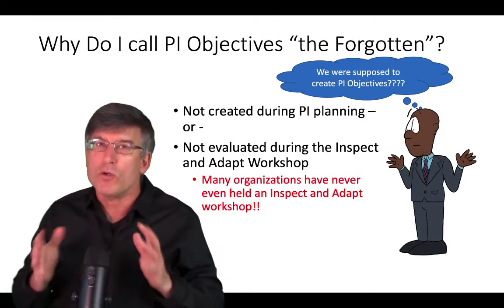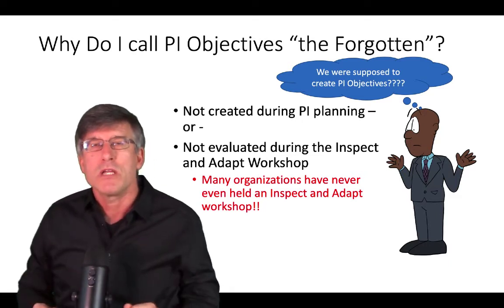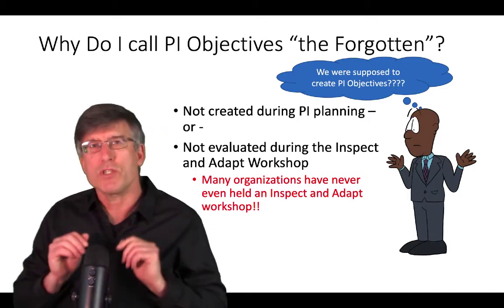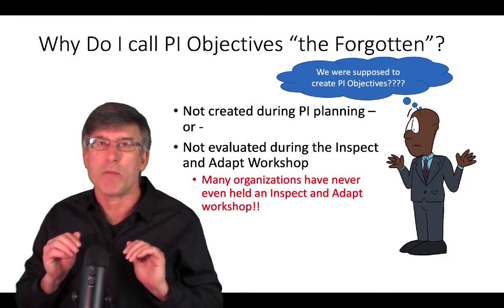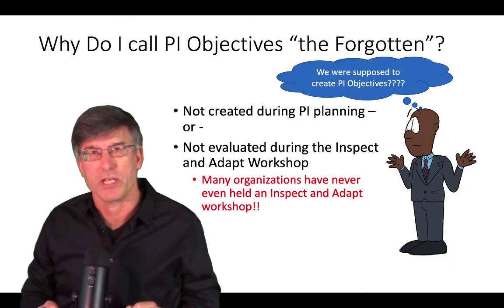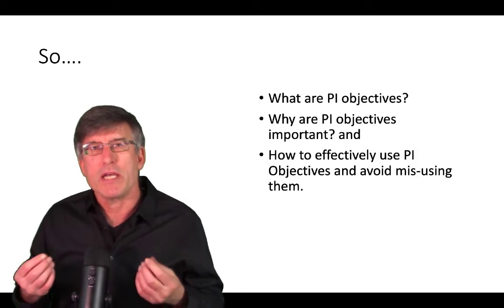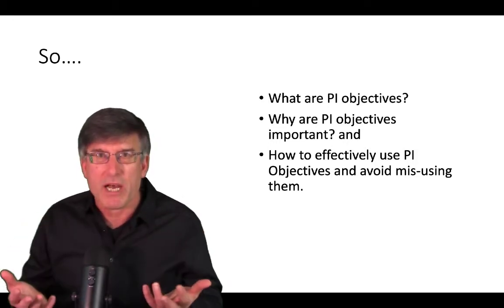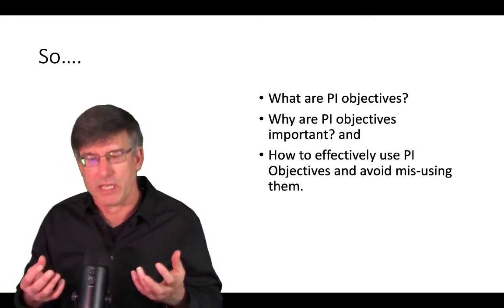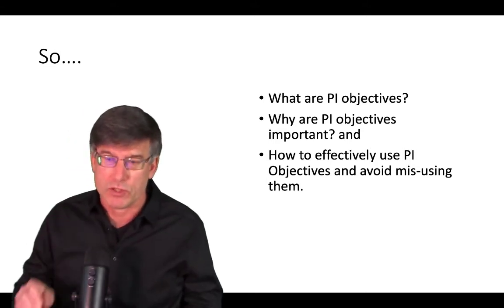They either don't create them at all during PI planning, or if they do, they don't use them in their Inspect and Adapt workshop. That's of course assuming that they actually do hold an Inspect and Adapt workshop, and it is shocking how many organizations don't have an Inspect and Adapt workshop. So, this video here is about to explain what are PI objectives, why are they important, and then most importantly, how do you effectively use the PI objectives and avoid misusing them.